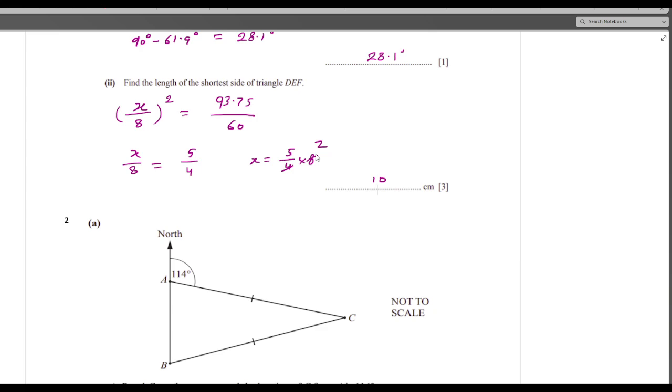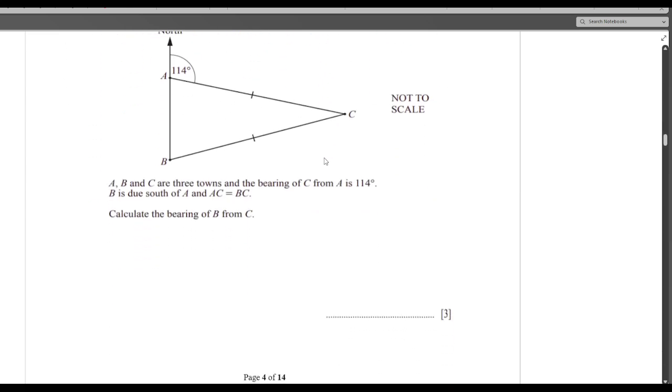Now the next question, question number 2. Here we have A, B and C as three towns, and the bearing of C from A is 114, as we can see in the diagram. B is due south of A, and AC is equal to BC. Calculate the bearing of B from C. So at C I need to find this angle. This is again your north.